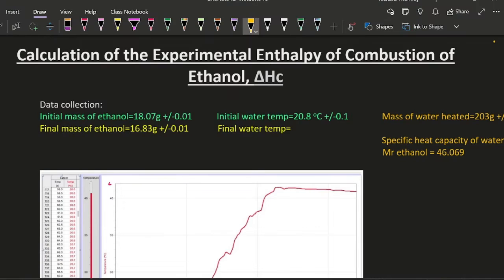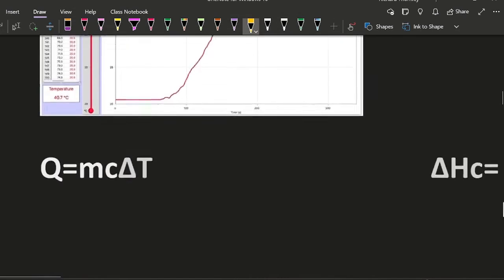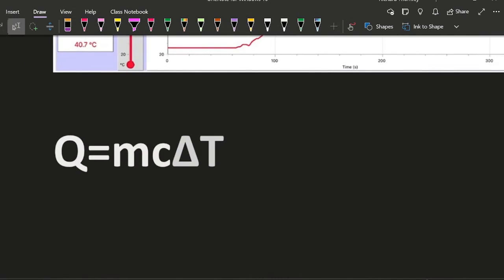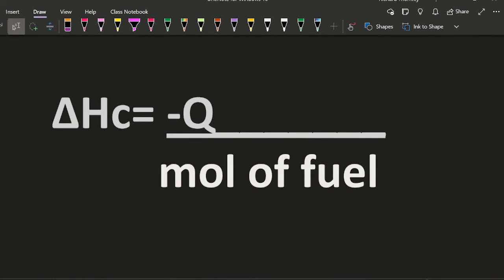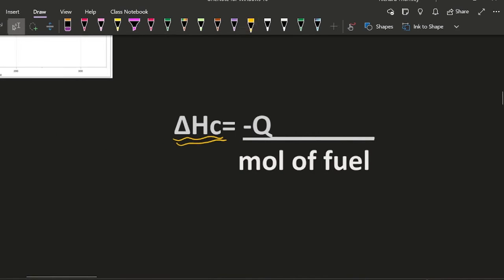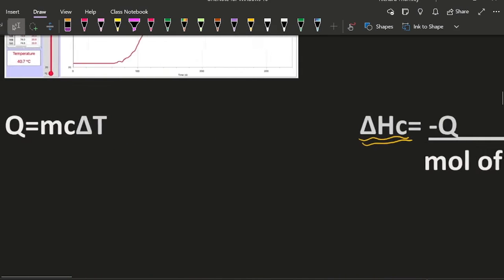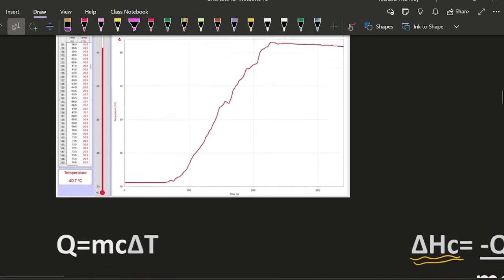Okay, let's do a calculation on those numbers then. So what equation are we going to use? Well, this one's in a data booklet. Energy is mcΔT. And then we're going to take the Q that we get from there, the energy, and pop it into this equation to finally get this value. So I'm going to try and do this following all the rules and sig figs and all of that business.